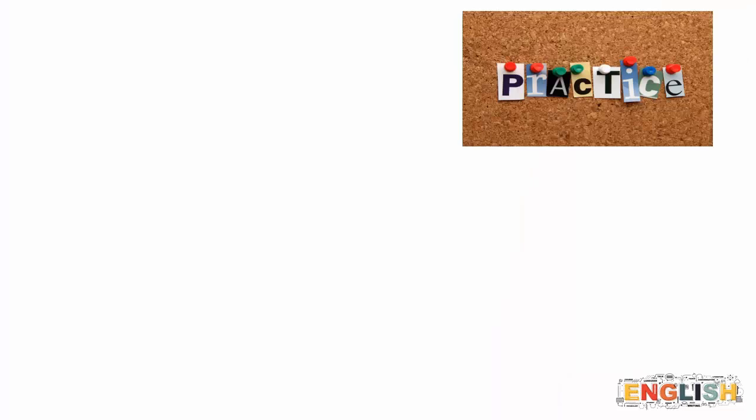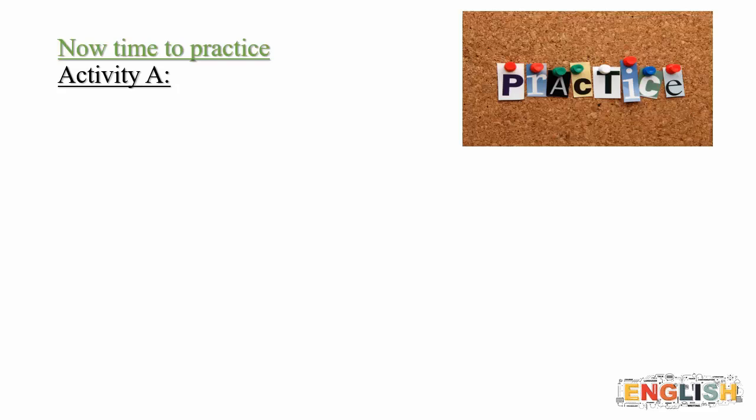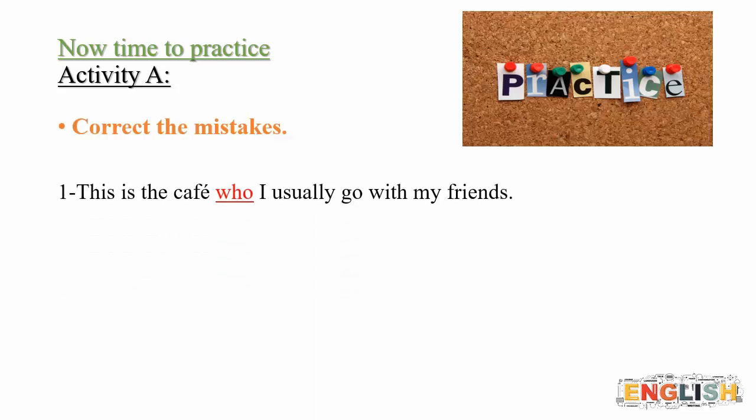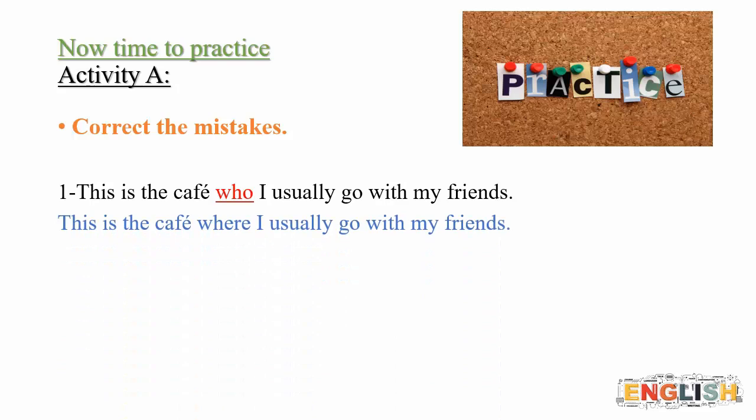Okay, now time to practice. Let's start with activity A. Here you're going to correct the mistakes. This is the cafe who I usually go with my friends. Great, guys. As you can see here, we're talking about a place, the cafe. So we need the relative adverb where, not the relative pronoun who. So we say, this is the cafe where I usually go with my friends.